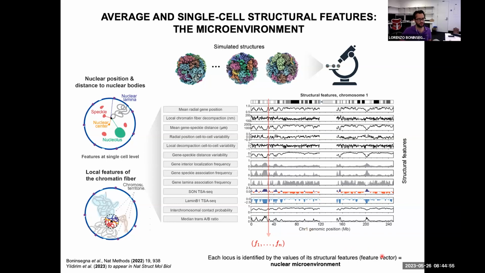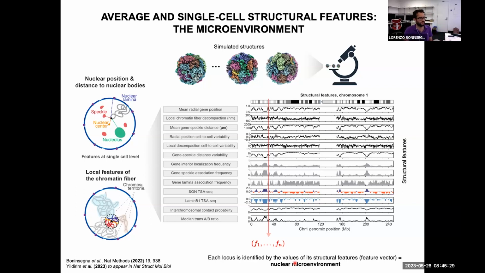So now we can define all these quantities for each locus. So we end up with a feature vector for each of the chromatin loci. And in this sense, this feature vector spans a lower dimensional space, which is much lower dimensional than the high Cartesian space for all the coordinates for all the structures. And this space we call the nuclear microenvironment. And it is a mixture, again, of global organizational features, but also local organization features for the chromatin.